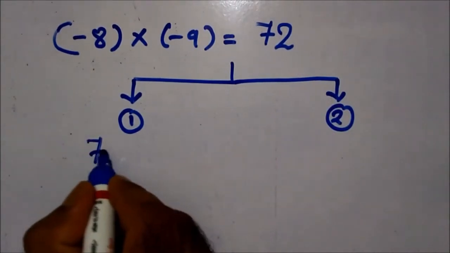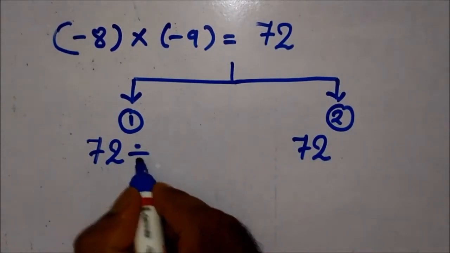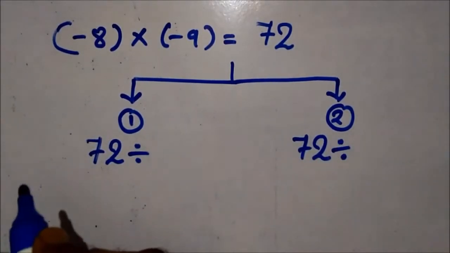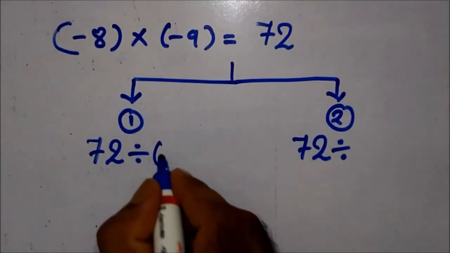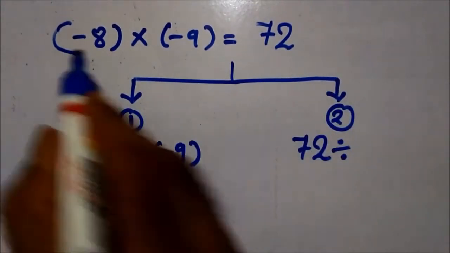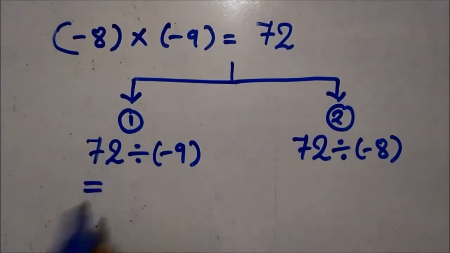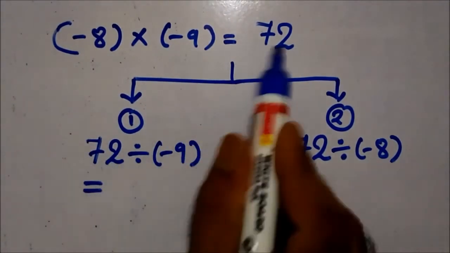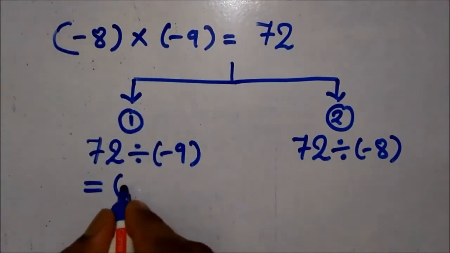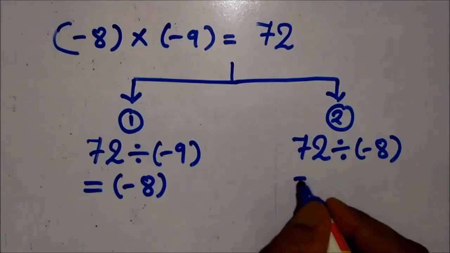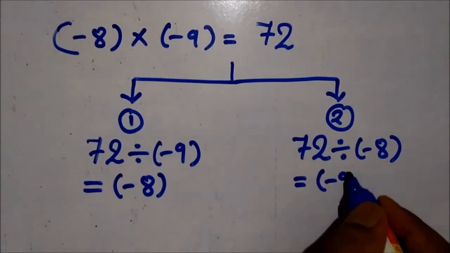Let's represent this statement in terms of division. 72 divided by, first we will divide 72 by -9 and secondly by -8. So 72 divided by -9, what will we get? -8. And here 72 divided by -8, we will get -9.